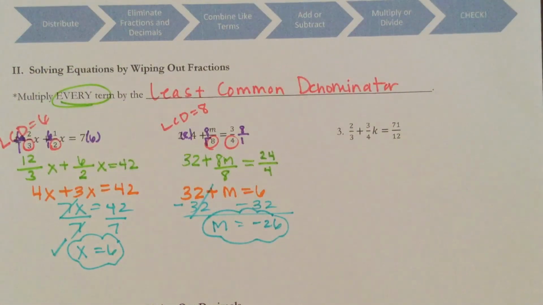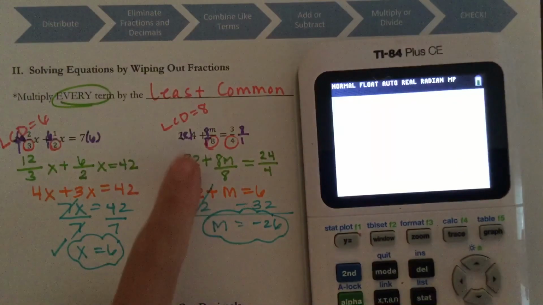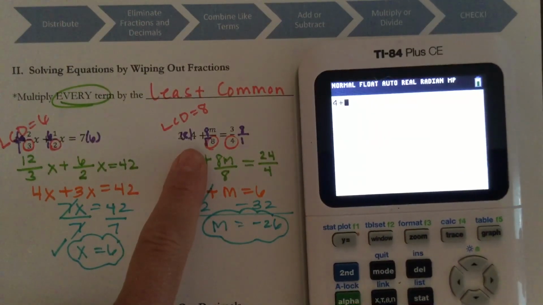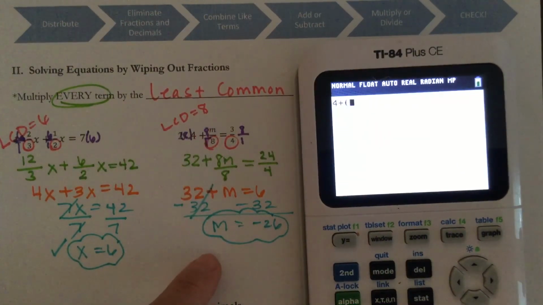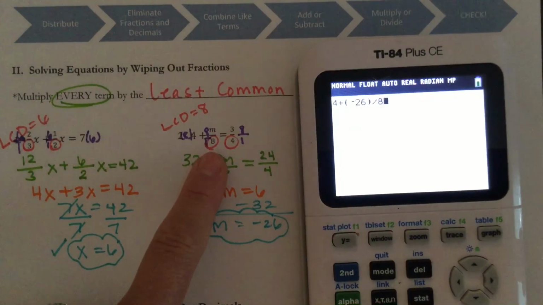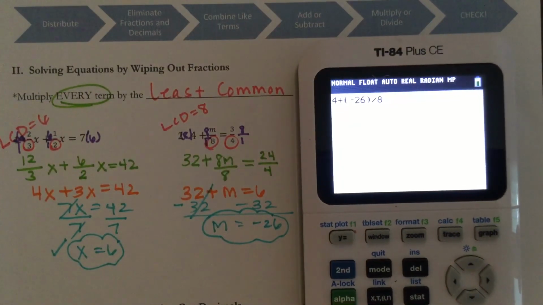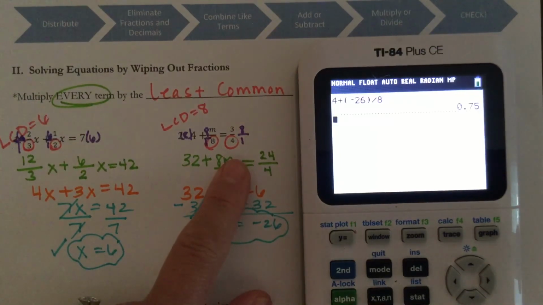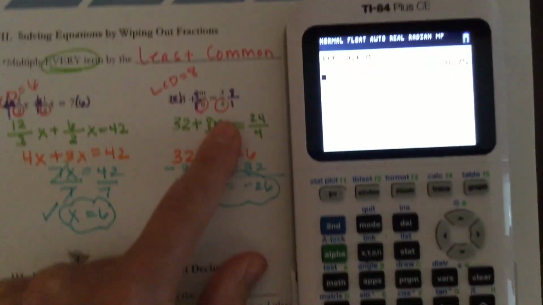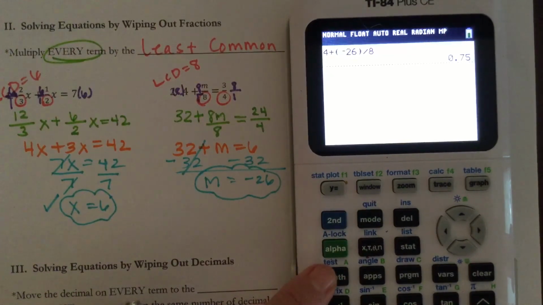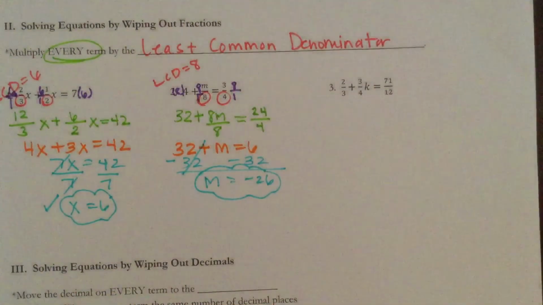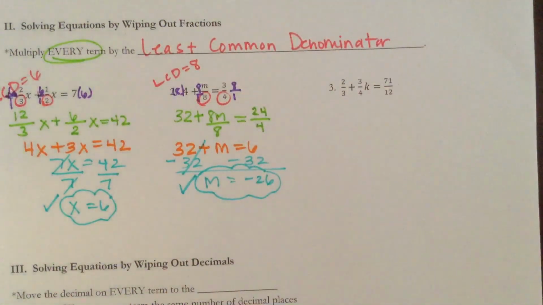Again, I will check my answer by plugging it into the calculator. My original problem said 4 plus. In place of m, I'm going to put in a negative 26. And that is over 8. And when I push enter, I need to get 3/4. If I'm not sure if 0.75 is 3/4, remember I can push this math key and convert 0.75 to a fraction. I did in fact get 3/4. I have checked. I know this problem is correct.